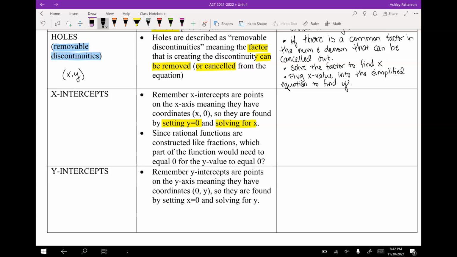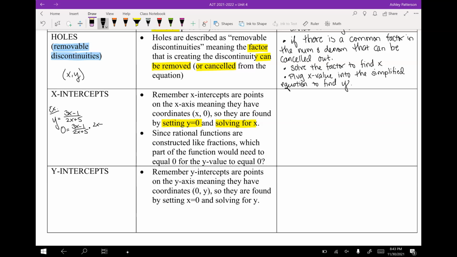Well, think about it. If we have y, and this is just an example, y is equal to 3x minus 1 all over 2x plus 5. Okay, so we set y equal to 0, and we're trying to solve for x, but oh golly, I've got an x in the numerator and the denominator. So how do we get x out of the denominator?